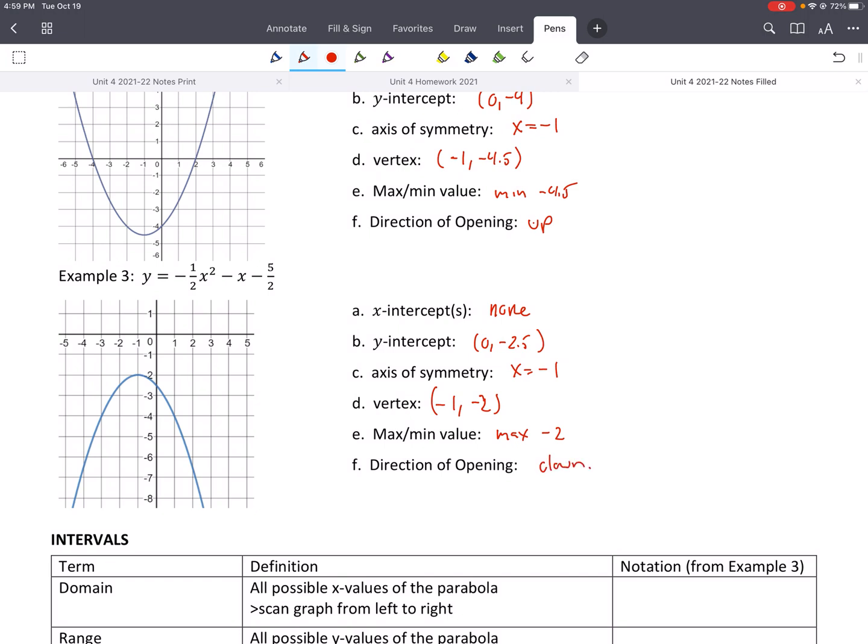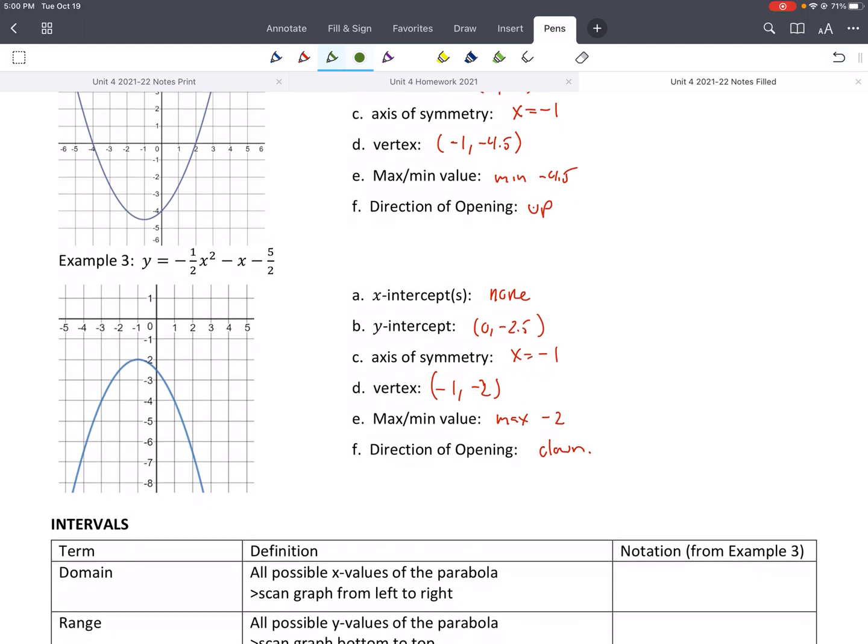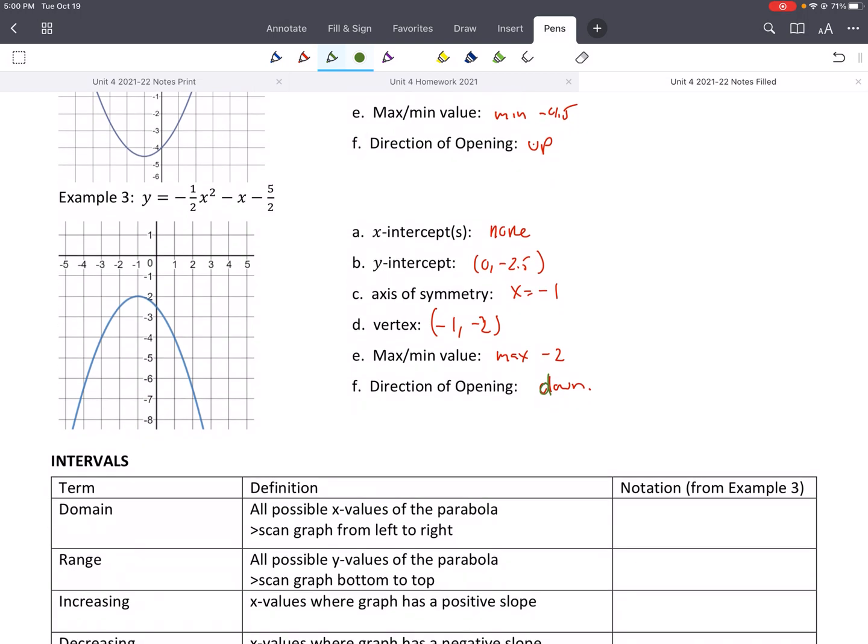Okay. One thing you may notice is that the axis of symmetry is the same as, I got a different color, the x value for your vertex, and the max or the min is always the y value for your vertex. So that's something that you can look at too if you need to. That almost looks like clown. Sorry about that. Down. All right. So those are the key features, and we're going to be looking at those a lot as we go along.